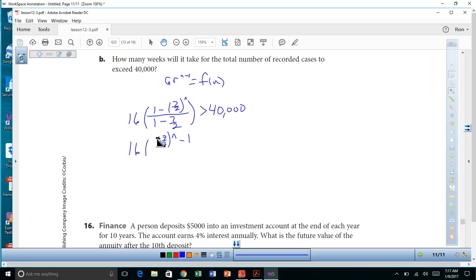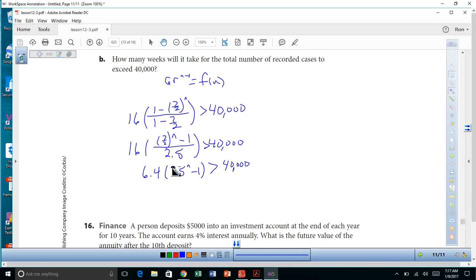I'm multiplying this by -1, and I get 3.5 minus 1. That's going to be 2.5, and that's greater than 40,000. All right. These two become 6.4 times 3.5 to the n minus 1 is greater than 40,000.